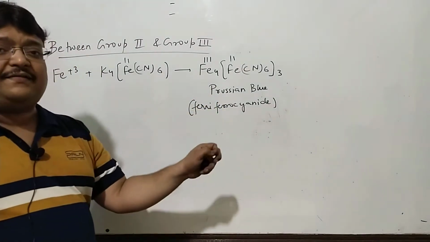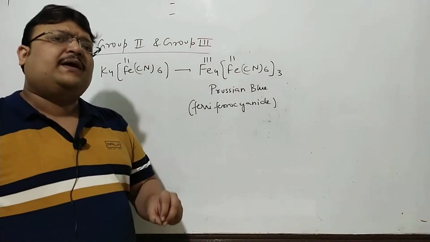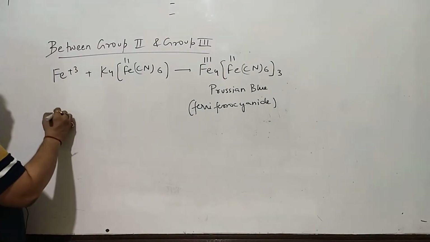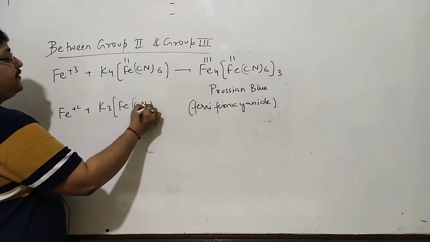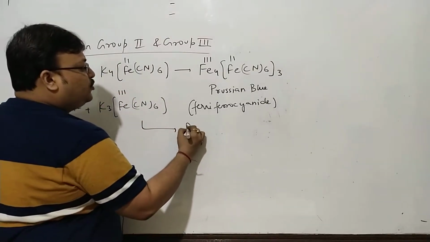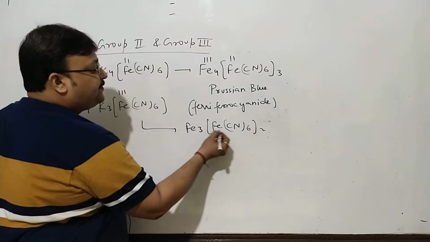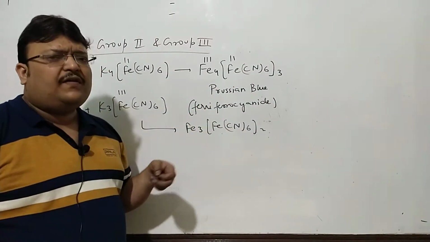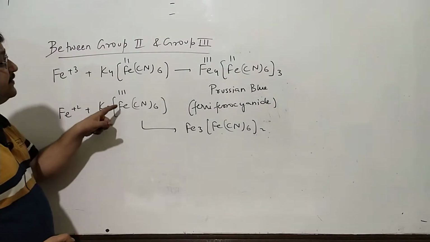A very similar reaction, although not in the context of group analysis because you are testing for ferric, but still a very similar reaction, and I want to discuss it together, is if ferro reacts with ferricyanide. This is ferrocyanide, this is ferricyanide, and this time you get Fe3[Fe(CN)6] whole twice. One way to remember the two formulas is 43, 32.